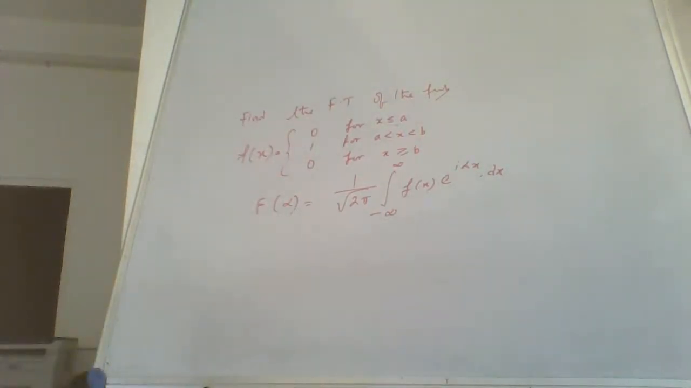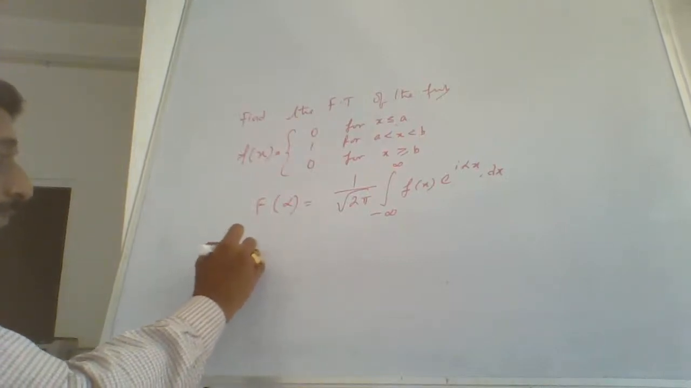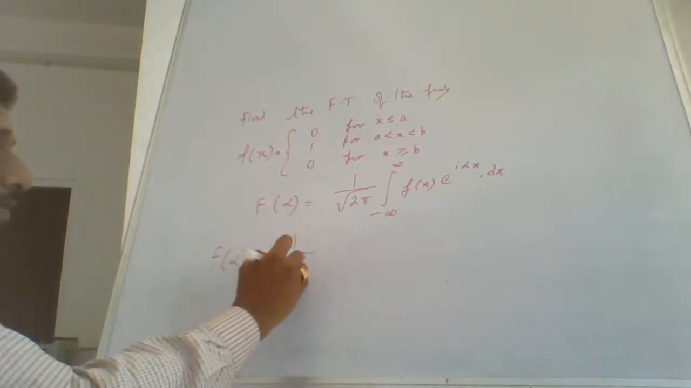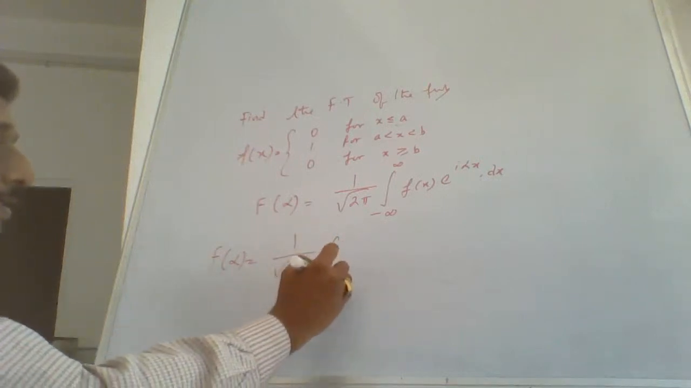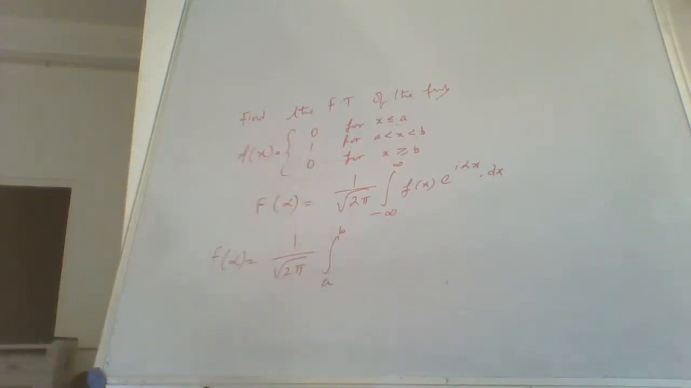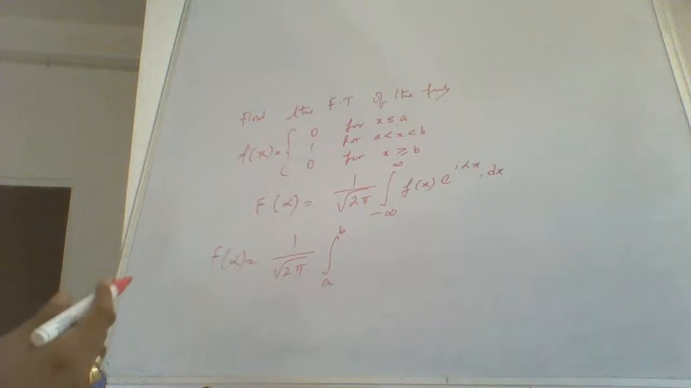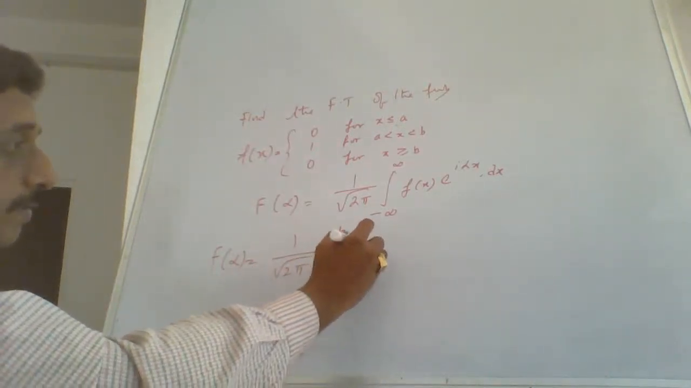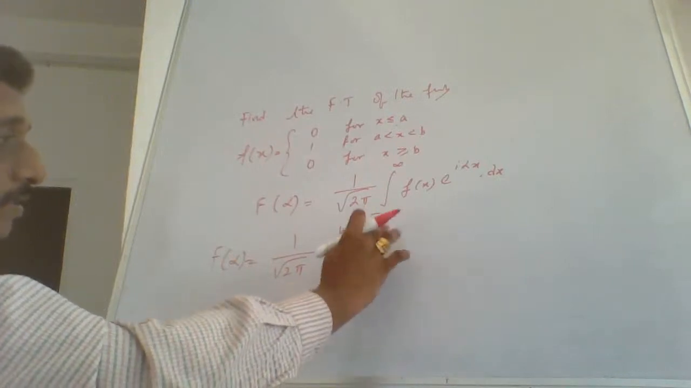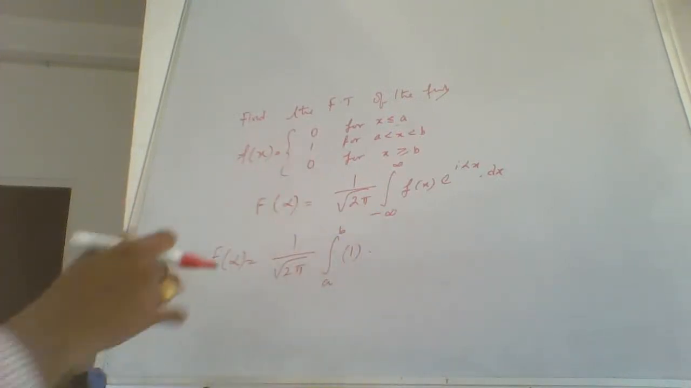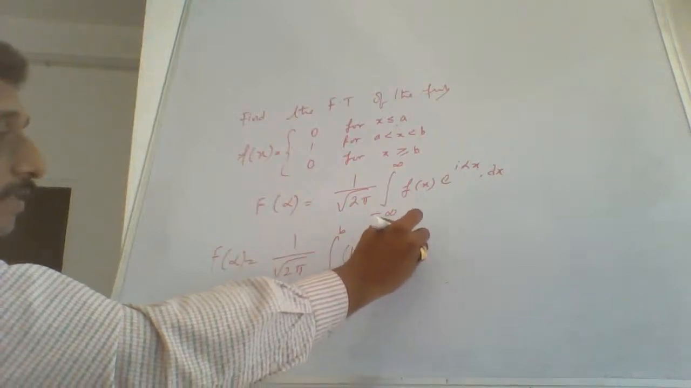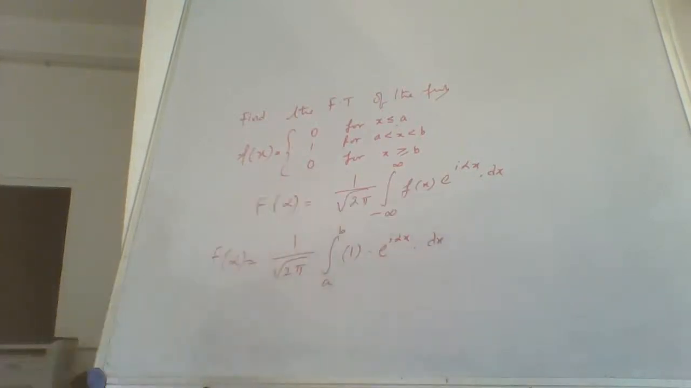So your F of alpha will be 1 by square root of 2 pi integral a to b of f of x. Since you have 0 at the extreme ends, I'll be considering a to b. You have 1 into e to the power of i alpha x dx.